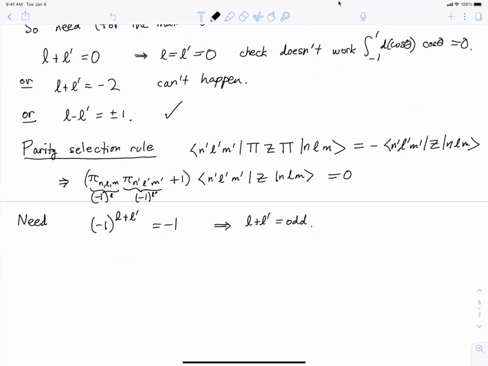Okay, which is a nice statement. But if we think about it, it doesn't tell us anything that we didn't already know from the previous selection rule up here. That told us already that L minus L prime was plus or minus 1, and that already guarantees that L plus L prime is odd. Okay, so this is nothing new. It's at least consistent, which is good. But sometimes the parity selection rule will tell you something you didn't know, and sometimes it won't. In this case, it doesn't tell us anything we didn't already know.